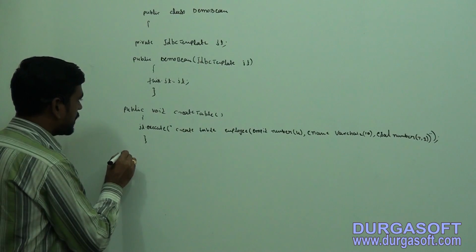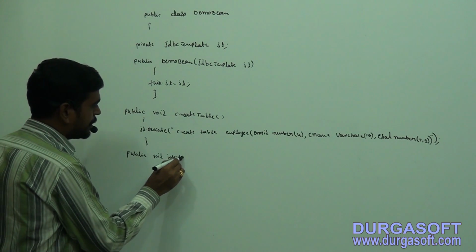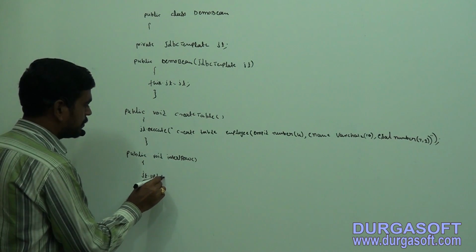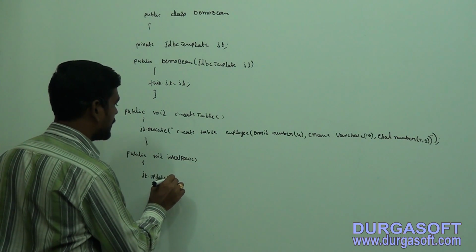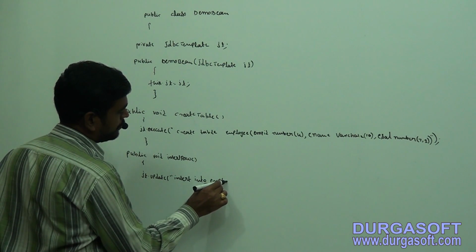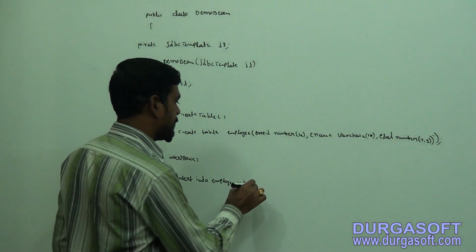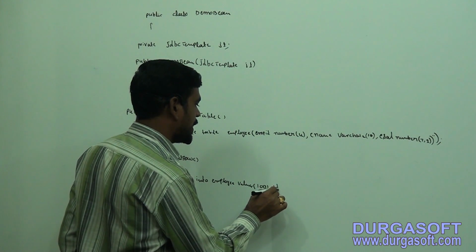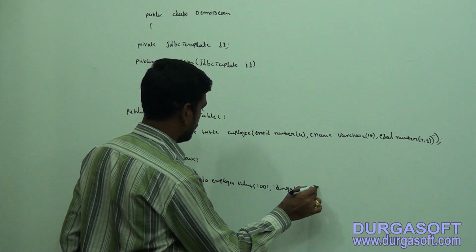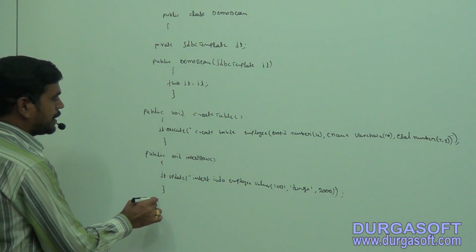After that, public void insertRow. Now jt.update. Now here I am passing insert into employee values. Now here I am passing the employee ID, employee name, the next salary. I am passing like this. Close the method, close the class.